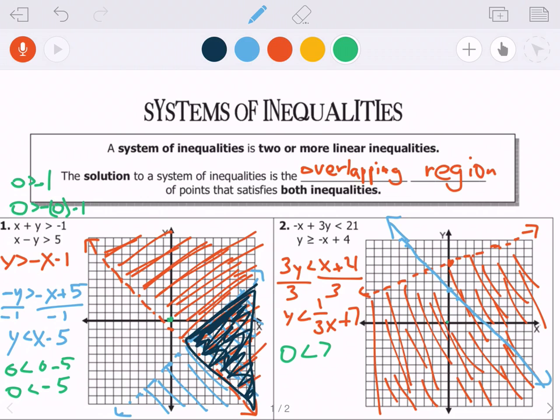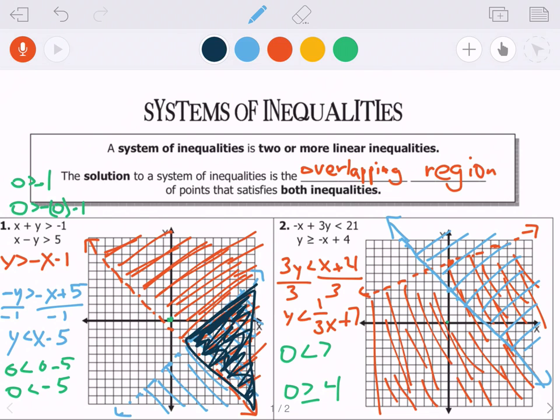Now, for the second equation, I'm just going to do it down beneath. So 0, 0. So I'm going to get 0 is greater than or equal to negative 0, which is just 0. So 0 is greater than or equal to 4. So you have to think to yourself, is 0 greater than or equal to 4? No, it is not. So I'm going to shade above that line, where 0, 0 is not.